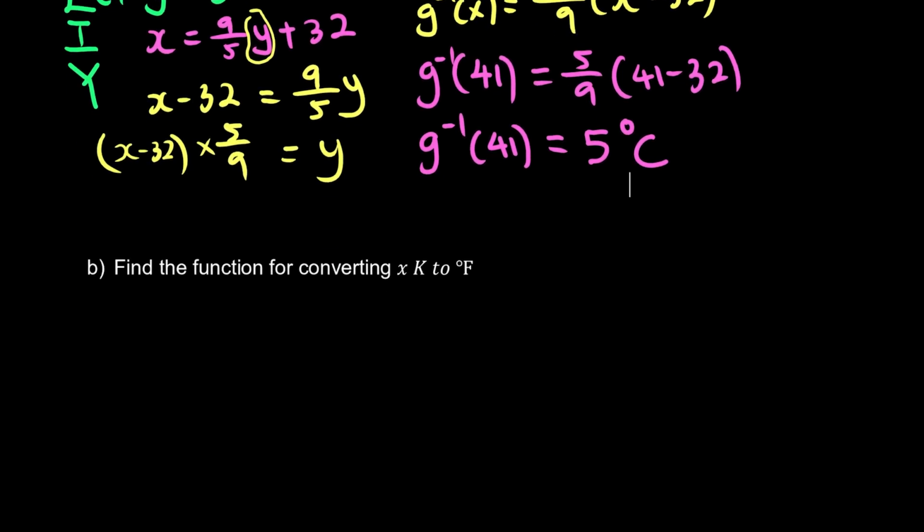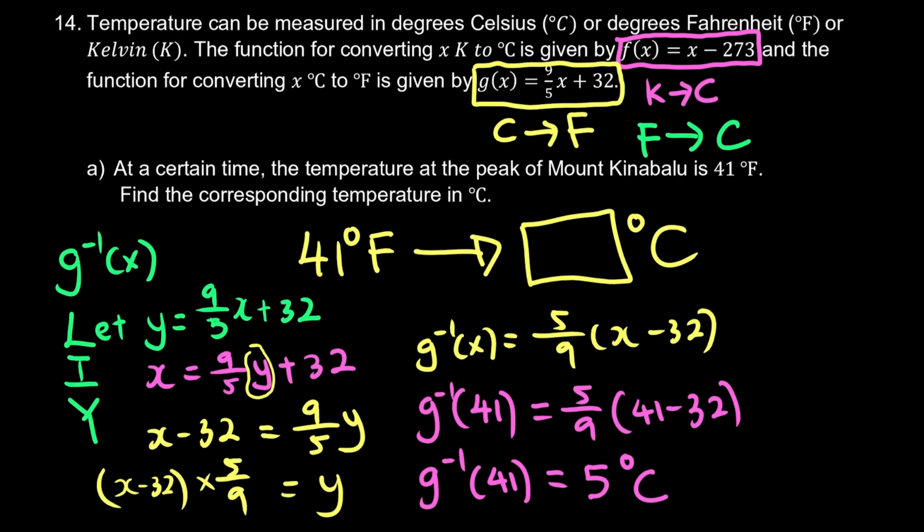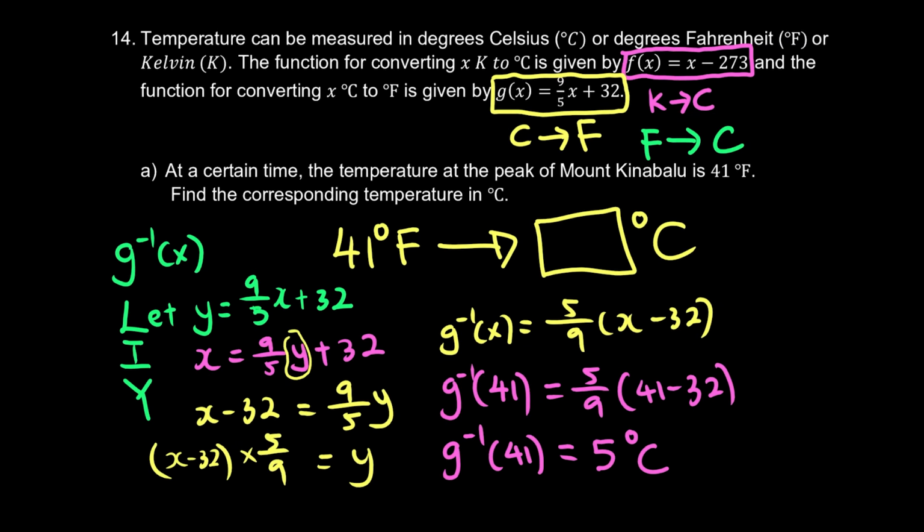How about the next question? Find the function for converting Kelvin to Fahrenheit. So do we have this function? Kelvin to Fahrenheit? It's no, right? It's impossible for us to find Kelvin to Fahrenheit directly. But what we know is we have Kelvin to Celsius, and we also have Celsius to Fahrenheit. So eventually we can do two steps here, right?